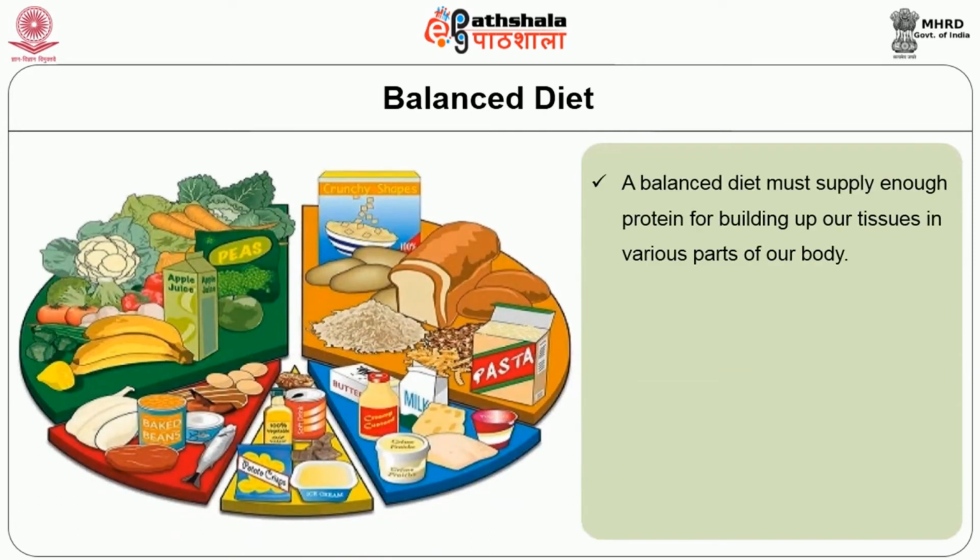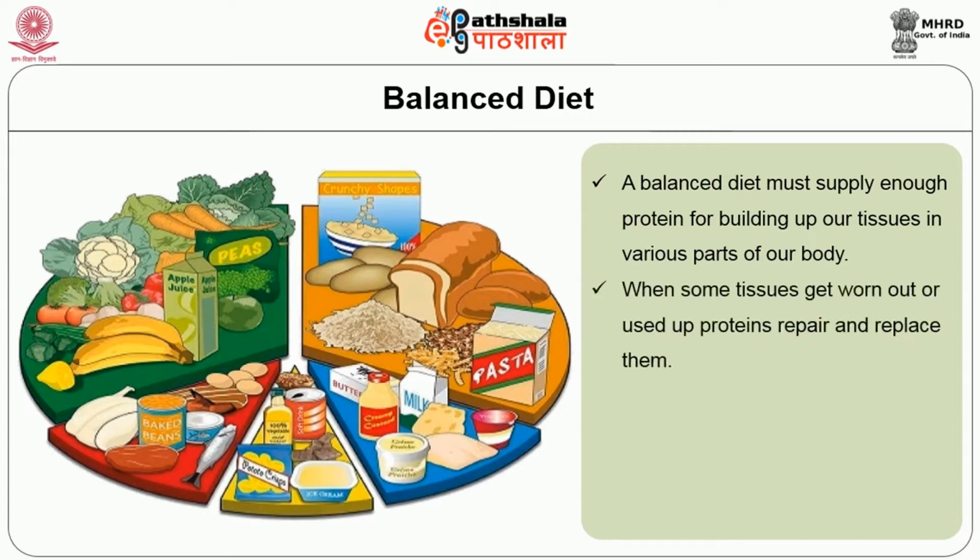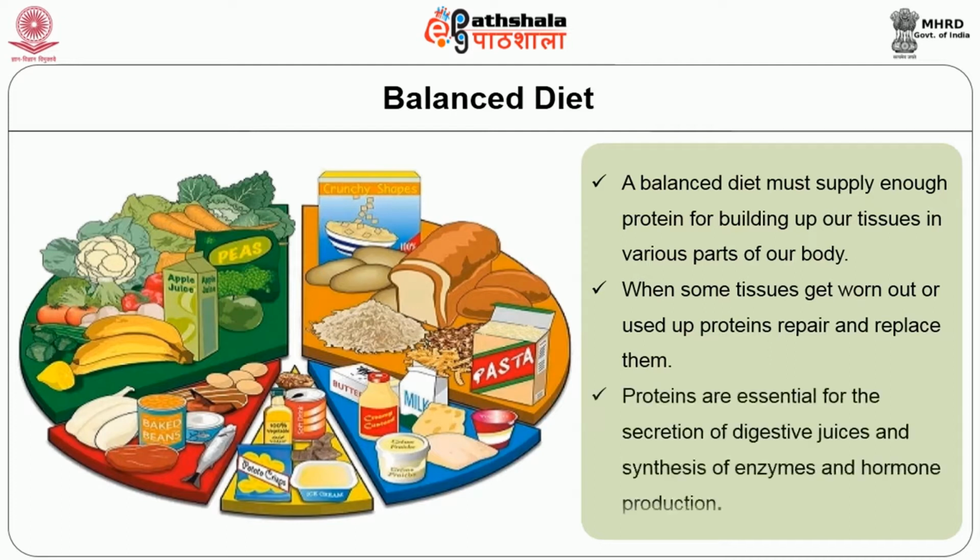A balanced diet must supply enough protein for building up our tissues in various parts of our body. When some tissues get worn out or used up, the proteins repair and replace them. These activities continuously and involuntarily take place in the body, which is more dependent on the energy and protein. The proteins are essential for the secretion of digestive juices and also synthesis of enzymes and for hormone production.